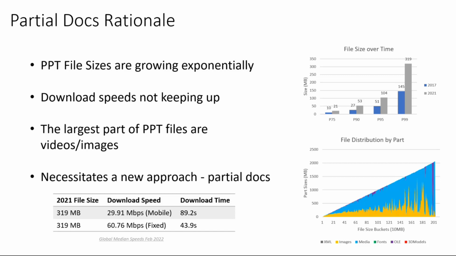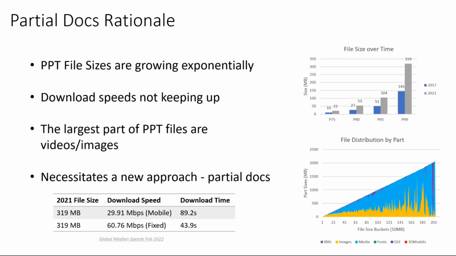So what we did was an analysis of the components of PowerPoint files, and you can see that on the chart on the bottom right. It says file size buckets. I apologize for it being a little bit small to read in Teams, but basically the takeaway from this one is that the blue is video and the yellow is imagery. The overwhelming majority of the size of files comes from video and imagery.